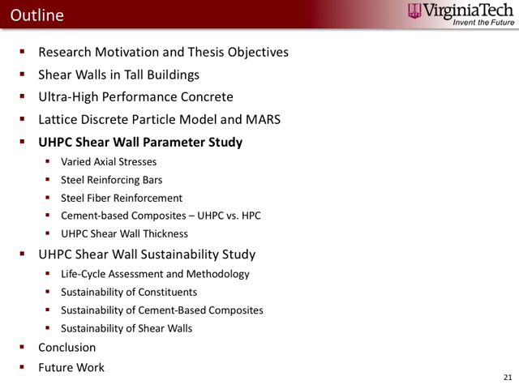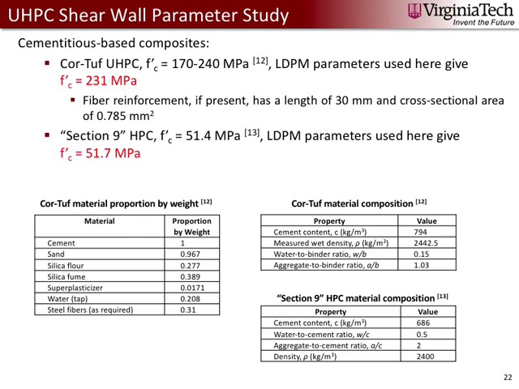So now with the LDPM and Mars, all the resources that I've talked about, we've taken that and performed a parameter study on UHPC shear walls. I've compared two cementitious-based composites. The first, a UHPC called CorTuf, has a simulated compressive strength of 231 megapascals, and the second, an HPC, has a simulated compressive strength of 51.7 megapascals. You can see the material proportions for CorTuf on the bottom left here, and some information about the material composition for the UHPC and HPC on the right.